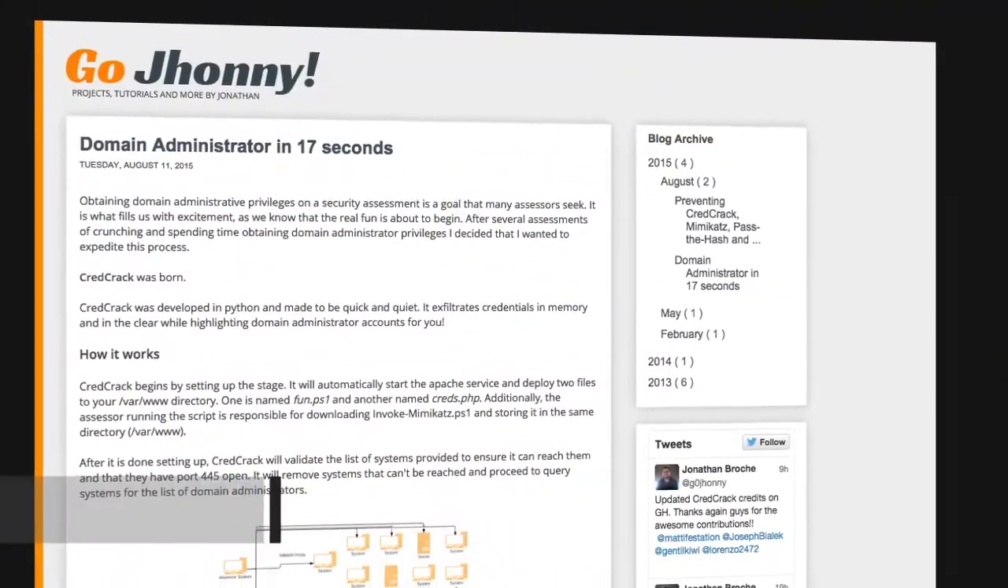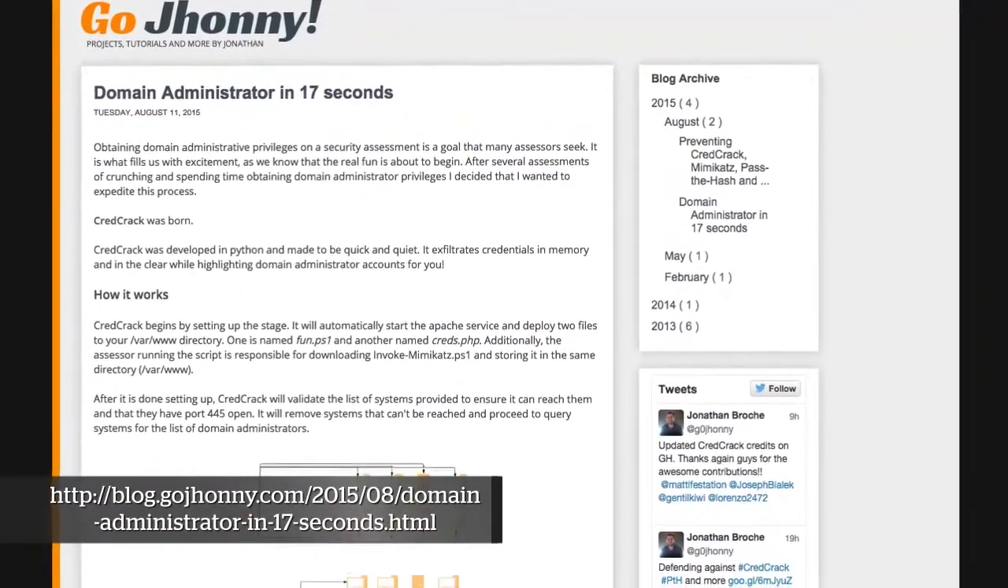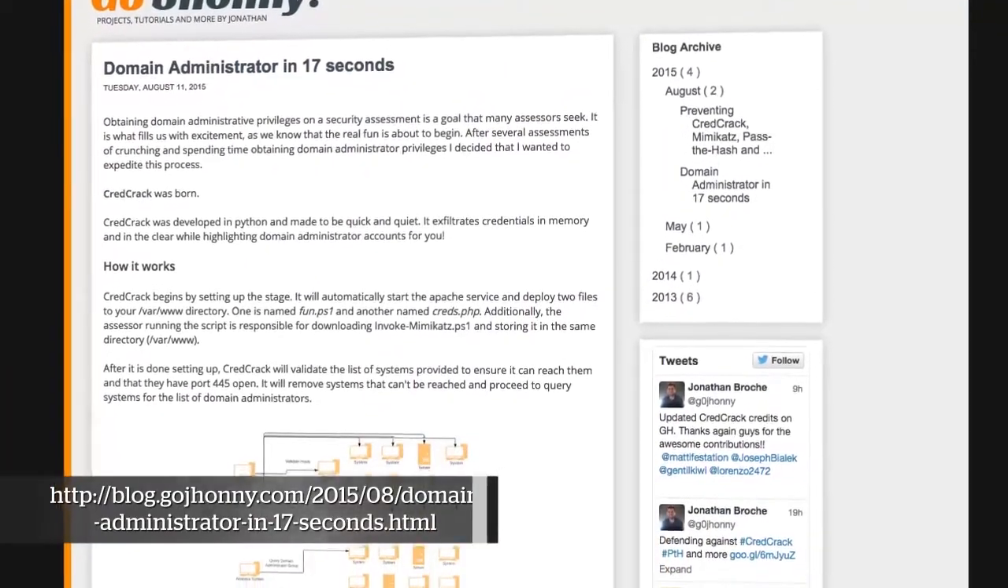You do need local administrative privileges in order to run that tool and get these password hashes out of memory. Another researcher, I forget his name exactly, we have the link up here, does a lot of pen testing, and he was trying to figure out a more efficient way to go about harvesting credentials. So he wrote a tool called CredCrack, written in Python.